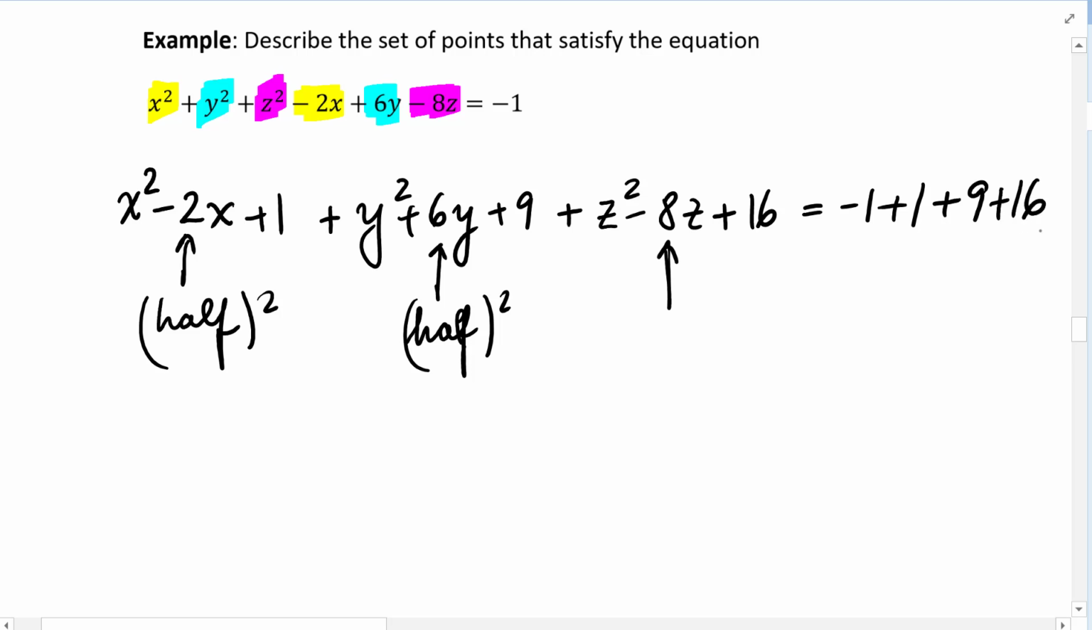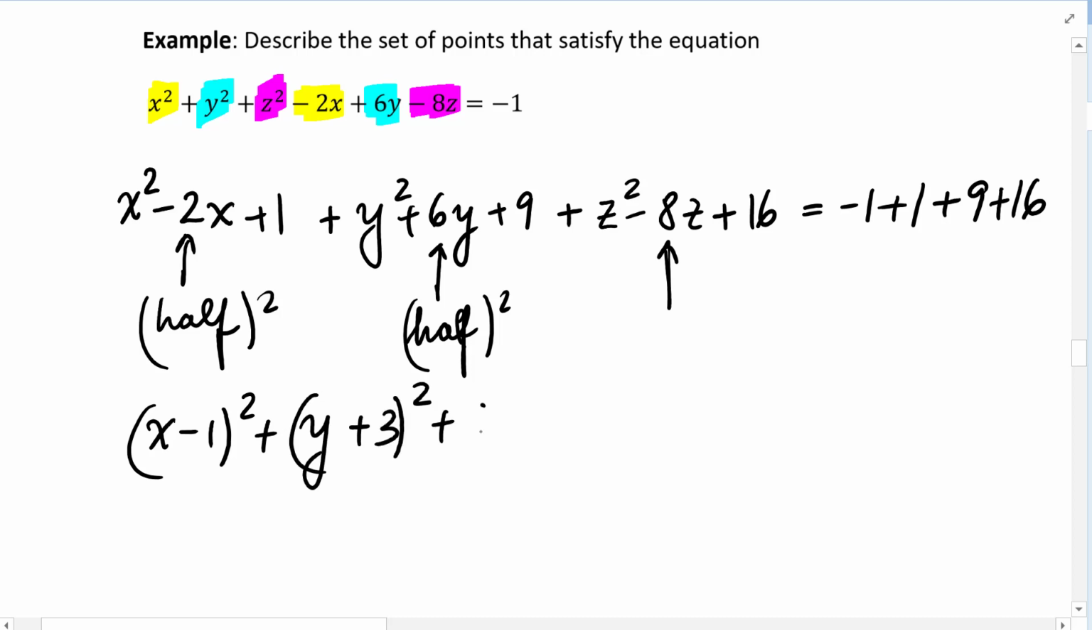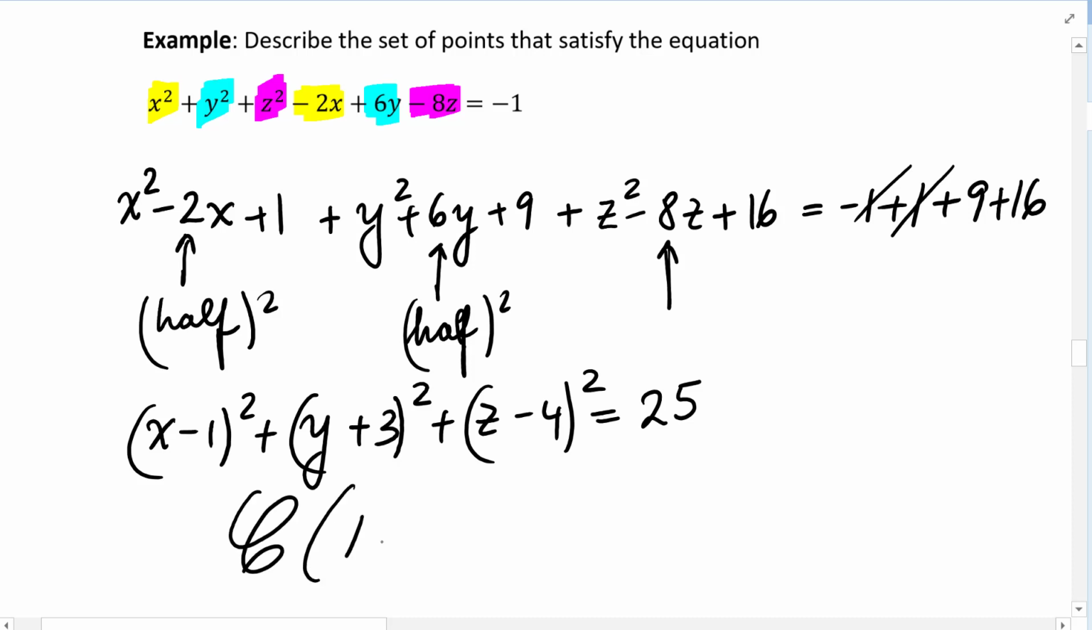So we end up with (x minus 1) squared plus (y plus 3) squared plus (z minus 4) squared equals 25. So this is the equation of a sphere centered at (1, -3, 4) with radius 5.